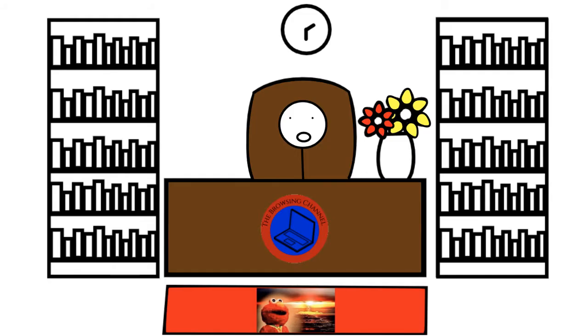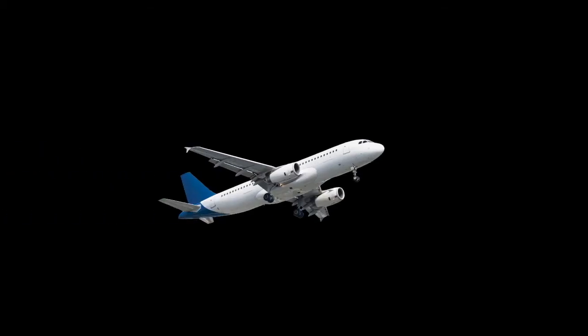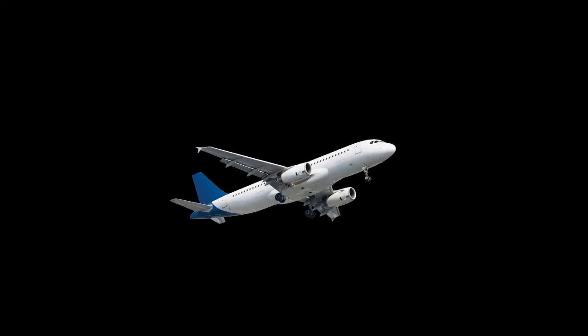Now, onto the science behind them. Let's start with the 4 primary fundamentals of a plane. There is lift, weight, thrust, and drag. Lift helps the plane go up into the air. Weight brings the plane down. Thrust helps the plane go forward, while drag helps the plane slow down.